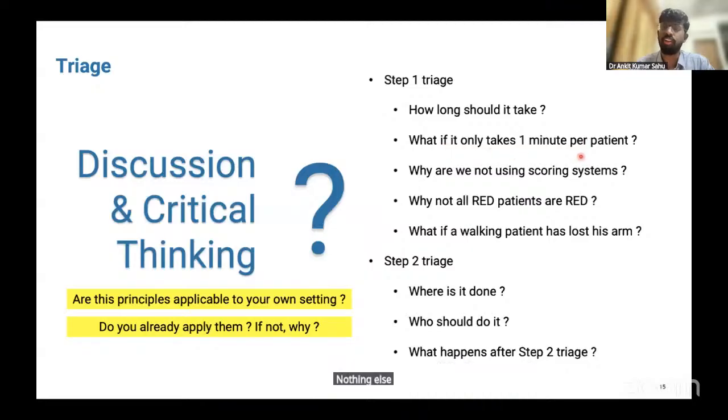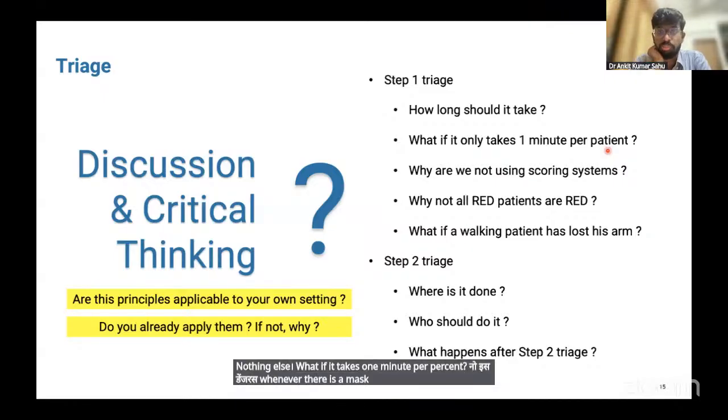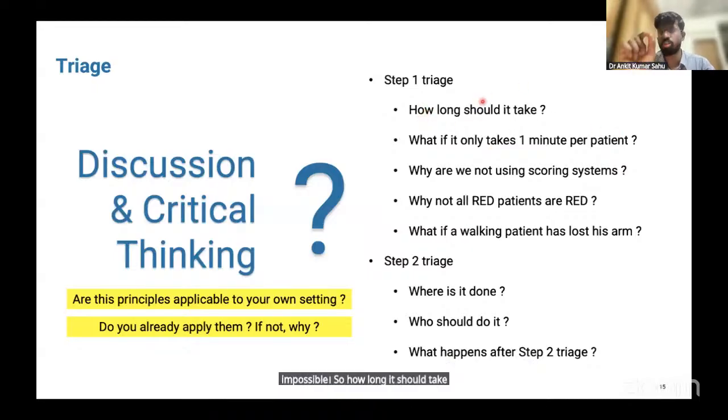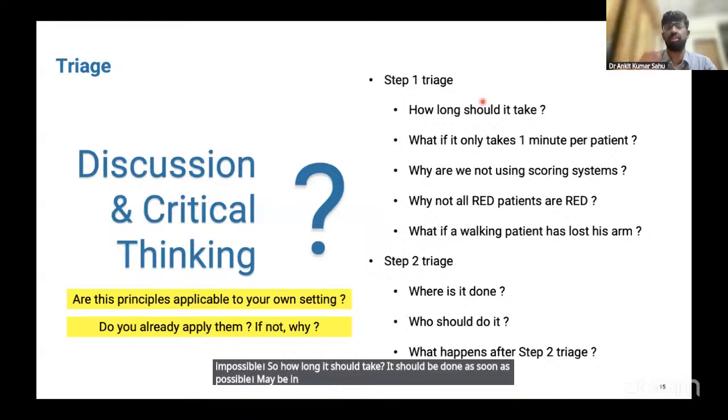What if it takes 1 minute per patient? No, it is dangerous. Whenever mass casualty management is activated, you may not be able to gauge how many patients are going to come. 100 patients coming in 10 minutes. Is it possible to do triage for 1 minute each? Obviously the second option is impossible. So how long should it take? It should be done as soon as possible, maybe in 1 second, 2 seconds or 5 seconds.